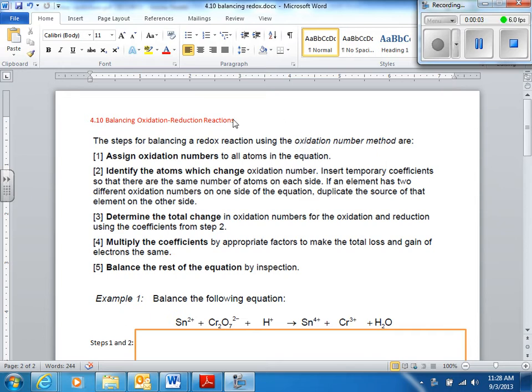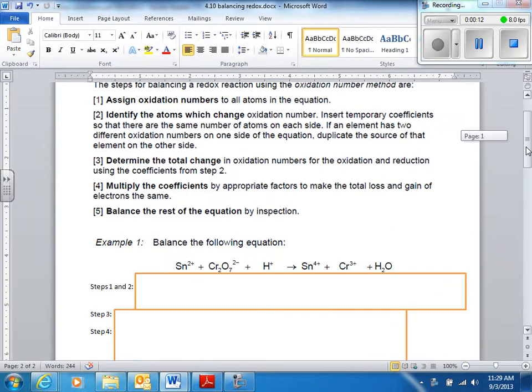All right, section 410, balancing redox reactions. And we're going to do this by the oxidation number method. Here are your steps. I'm not going to read them aloud. And here's our first problem.